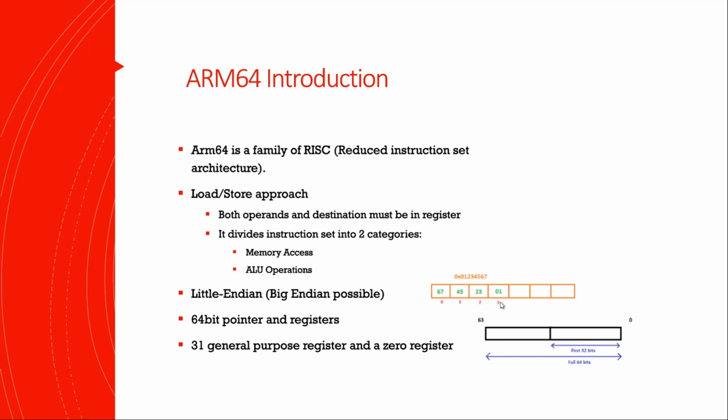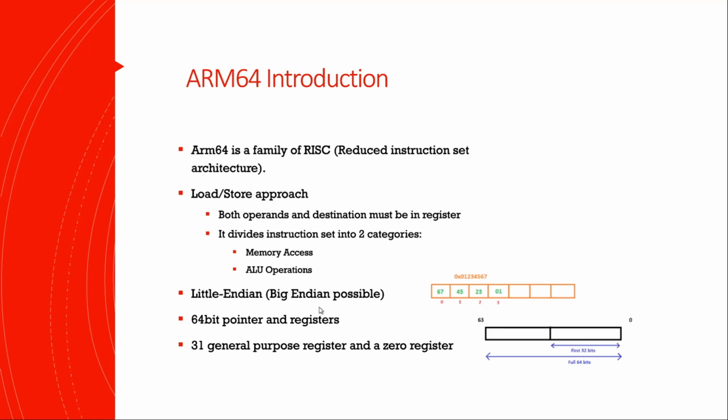Over here we have a continuous array of memory. The last byte 67 will be stored first, followed by the next bytes which are 45, then 23 and then 01. Big Endian is the opposite of this. It is possible to configure the ARM processor in such a way that it uses Big Endian, but by default it uses Little Endian, and all our mobile devices follow the Little Endian format.